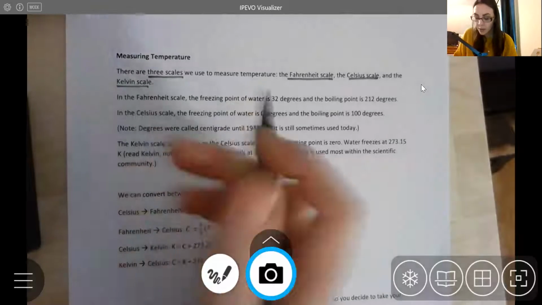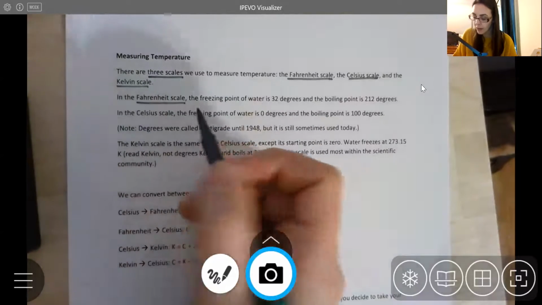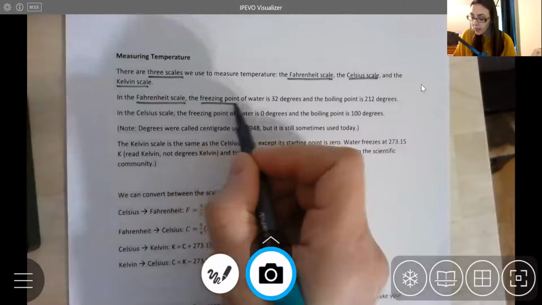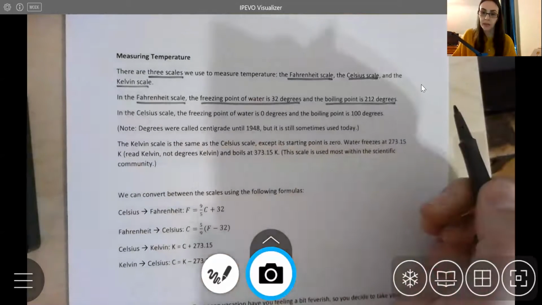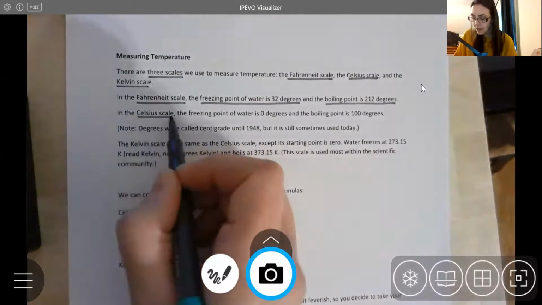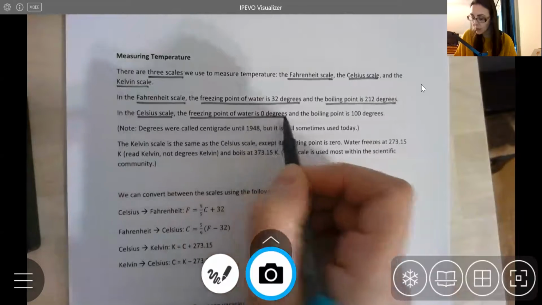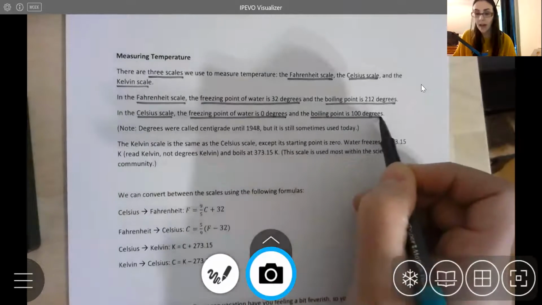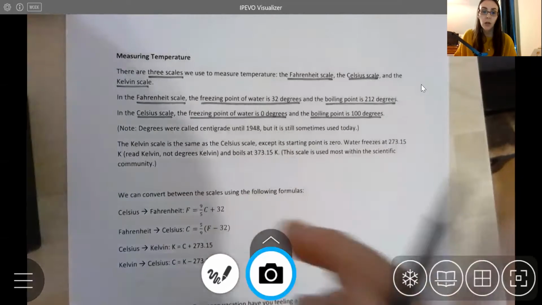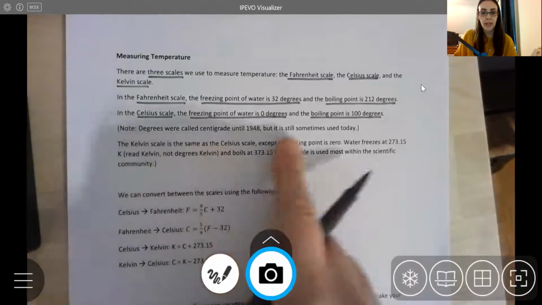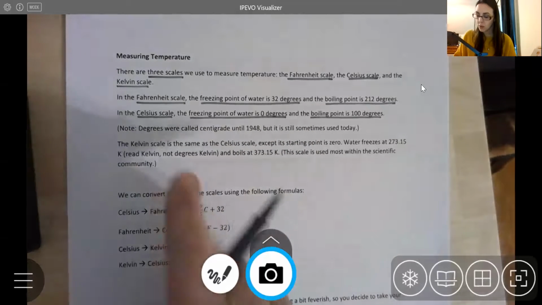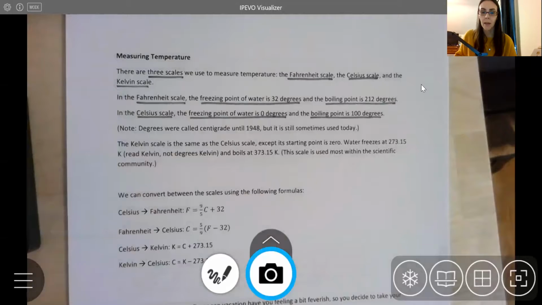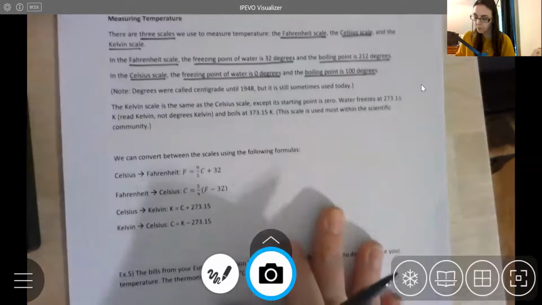So just a couple little facts here. In the Fahrenheit scale, water freezes at 32 degrees and it boils at 212 degrees. In the Celsius scale, water freezes at 0 degrees and boils at 100 degrees. Note, sometimes the words degrees and centigrade are used interchangeably, so you may see that too. Centigrade was used before, but now degrees is more popular.